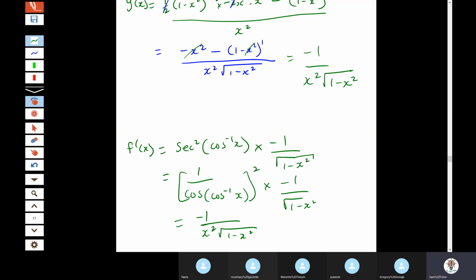Isn't it sec squared, so it's 1 on cos squared? I wrote that. That's why I wrote 1 over cos inverse cos x, all squared. Oh, okay. But if you don't put cos squared still, you might as well make it all squared, because you can't do anything with cos squared and inverse cos x. That doesn't make sense.